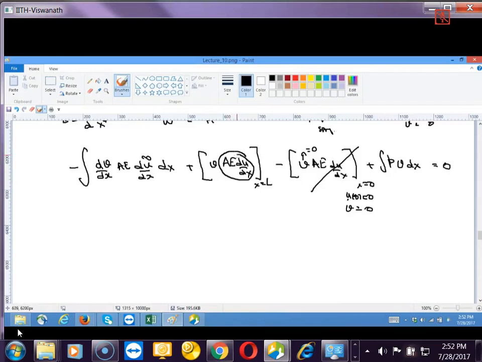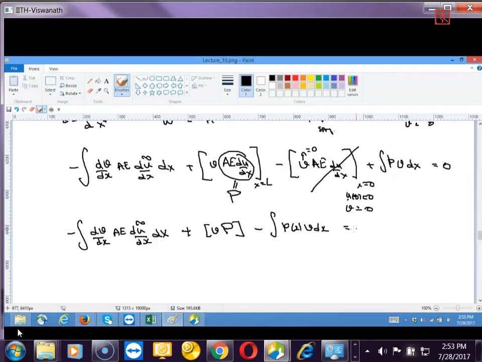So that means I can rewrite this one as dv by dx AE du tilde dx dx, plus v capital P, minus small p of x v. This is also called our weak form.